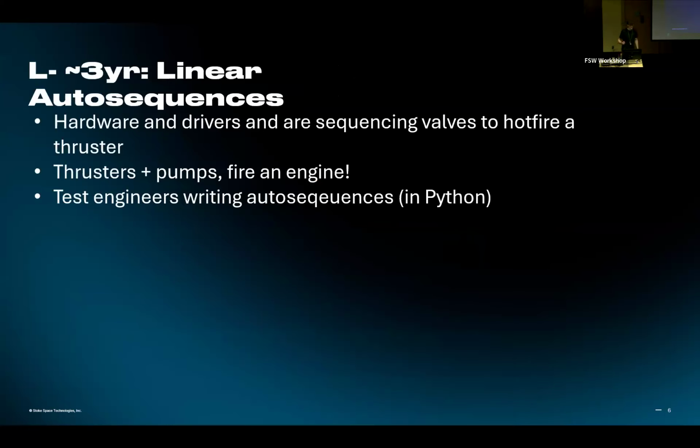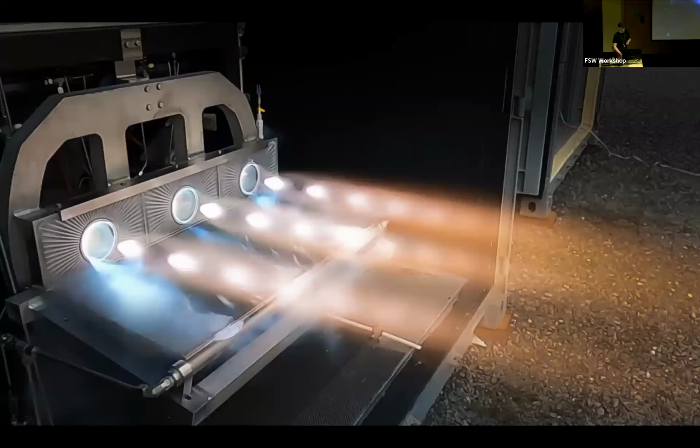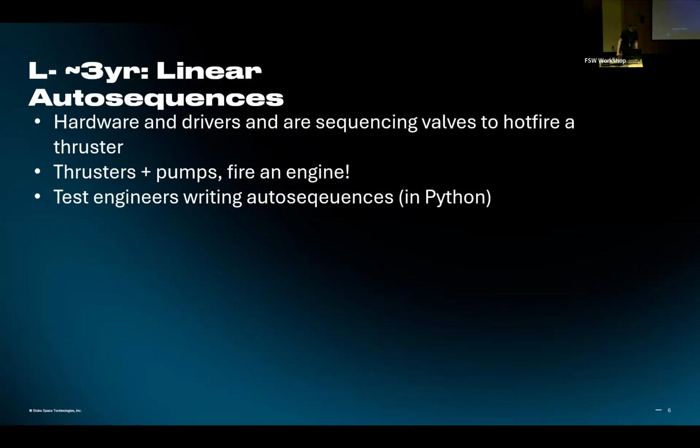So we fast forward a year, hardware shows up. We have software drivers that can talk to that hardware, and we have our first attempts at sequencing things on that hardware. So the easy first thing we want to do is fire a thruster. This is pretty much open valve, turn on igniter, reverse that action. You can add some pumps to that, and you have an actual rocket engine. We'll get to that picture in a second.